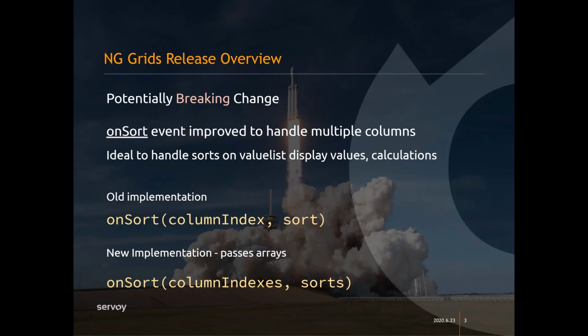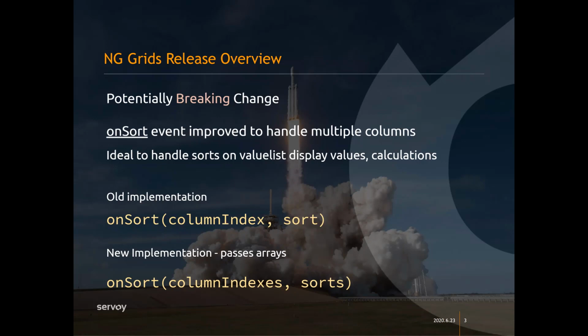Now, that's always worked, but the sort event is when you want to capture that click and override it. The main use cases for this are when you are clicking on things that can't naturally be sorted in the database. So that would be valueless display values or calculations. Those won't sort, or at least won't sort the way the user would expect them. So you can intercept that and sort it on your own.